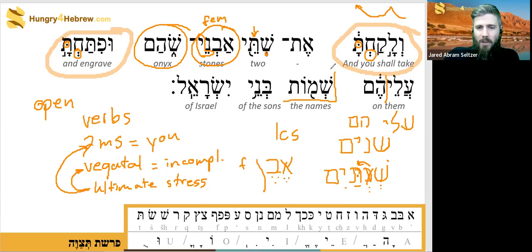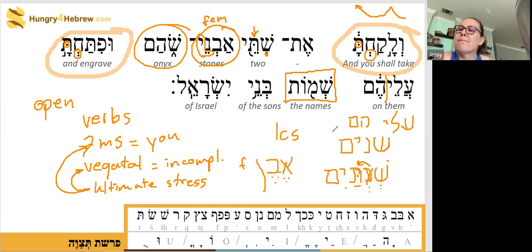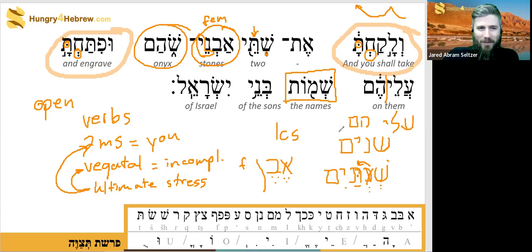What book of the Bible is called Shemot? Exodus. The one we're reading from. Absolutely. The names of the children of Israel, or the sons of Israel.